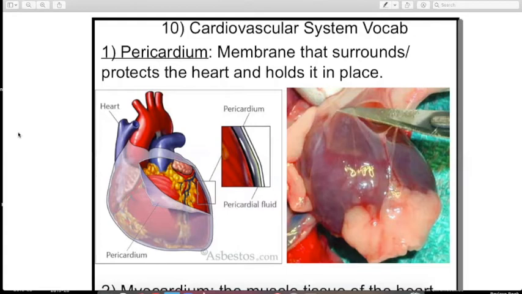So we will see something about blood. We will see some things about the respiratory system still. But just like every chapter that I start, I like to start with vocabulary, terminology.